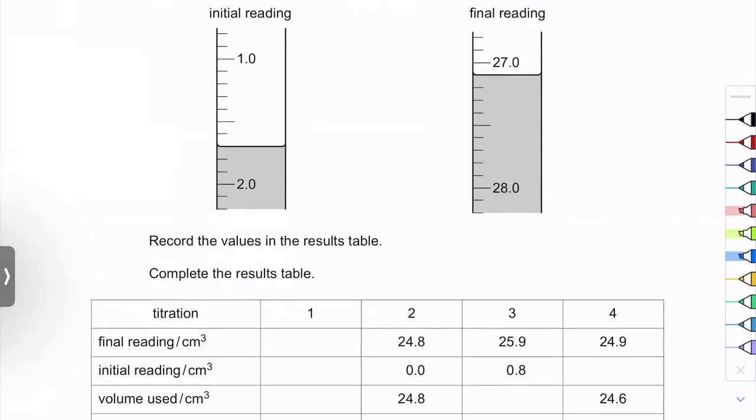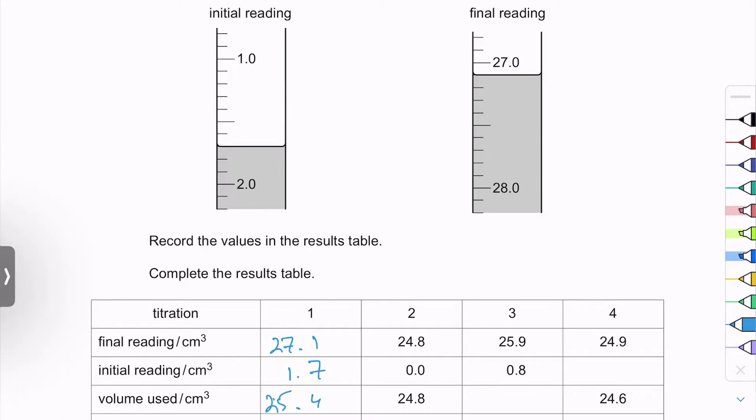Okay, moving on. Initial reading is this, final reading is this. We know how to read these things. It's a hint here that everything is to one decimal place. Even the zero value is to one decimal place. So you should also write the values to one decimal place. So we'll read it. This one is 27.1. And this one is 1.7. So we'll subtract it. We'll get 25.4.